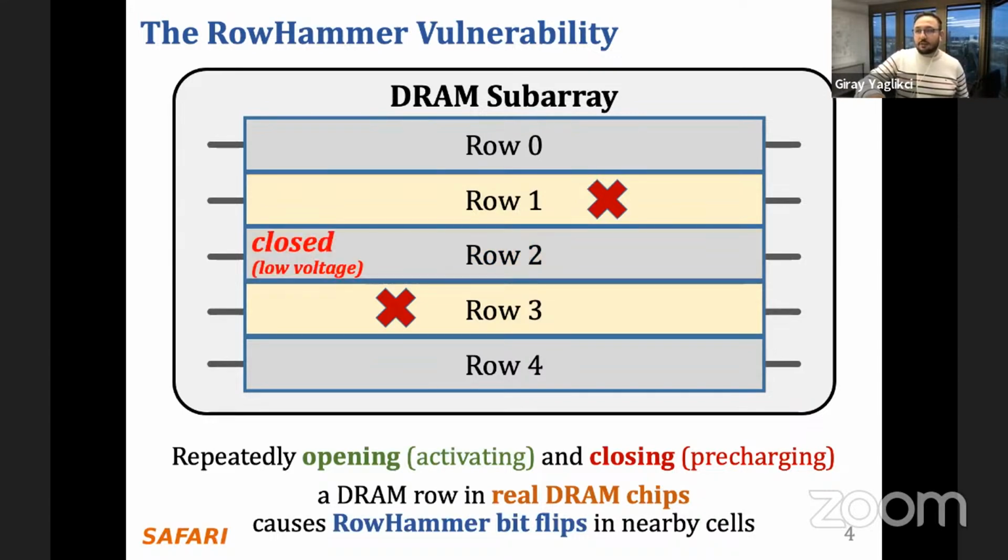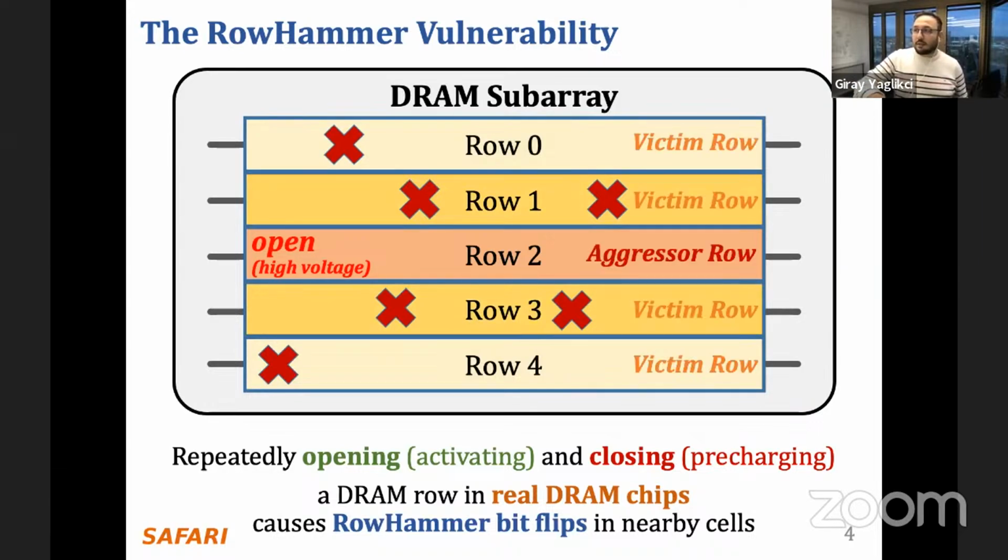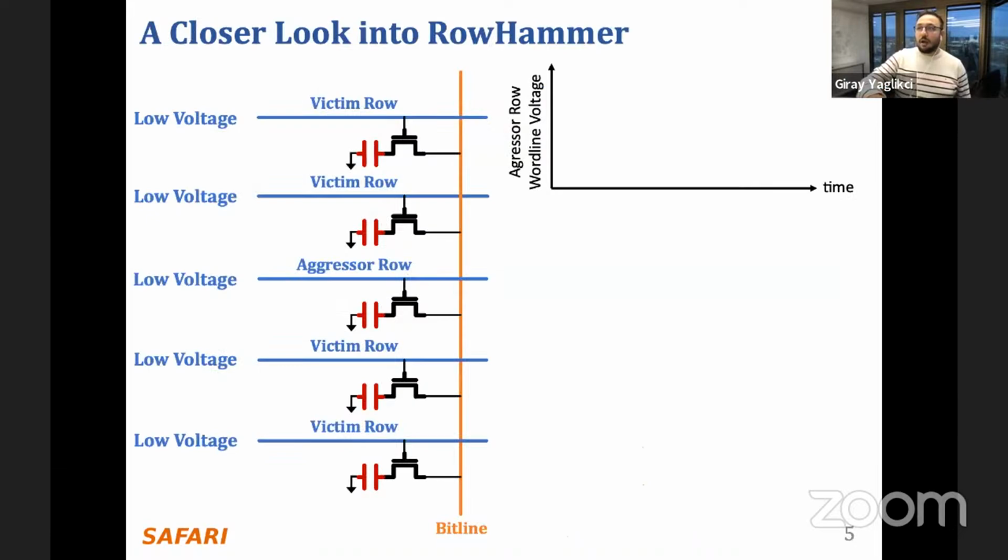And if you keep doing that, basically you can have more bit flips in more rows. Here we call the row that we keep opening and closing the aggressor row, and the other rows, the affected rows, victim rows. So let's see how this happens from another aspect, in a closer look.